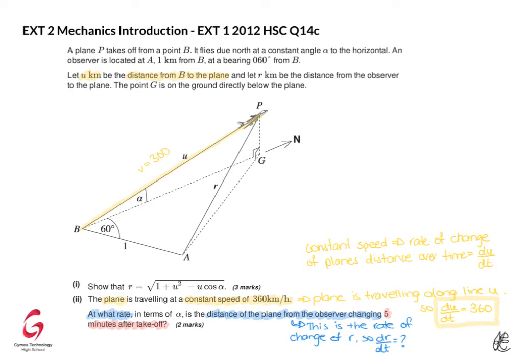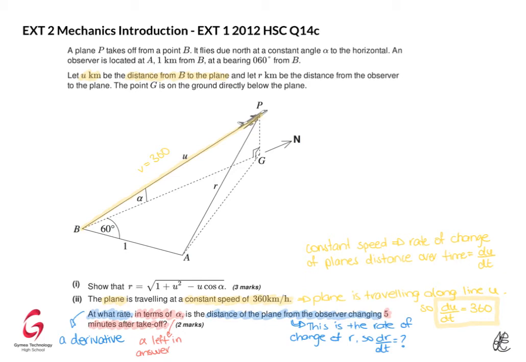The next sentence then asks for us to calculate at what rate, meaning that we're looking to calculate a derivative here, in terms of alpha. So we should be able to simplify our derivative as much as we can until all we have left is a value of alpha. And the rate that it's asking us to find is that rate of change of the distance of the plane from the observer.